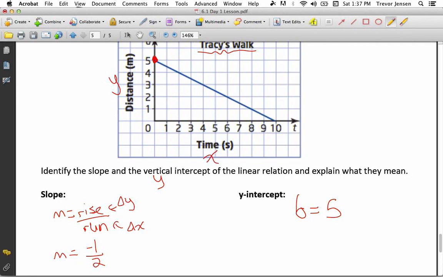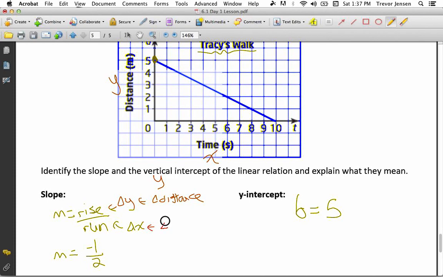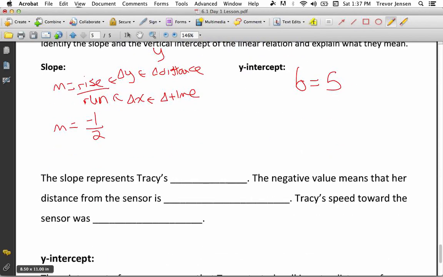So essentially what we're doing, when we're doing change in y, we're finding out change in distance. And when we're finding change in x, we're finding out the change in time. So what we're doing, when we calculate the slope, we're actually doing change in distance divided by change in time. And hopefully you remember the formula that meets that criteria is for the speed. So we're actually finding Tracy's speed when we're calculating the slope of this graph.